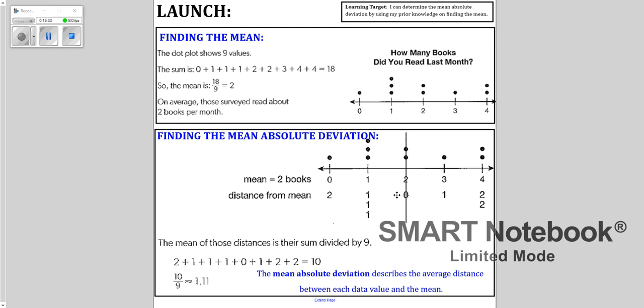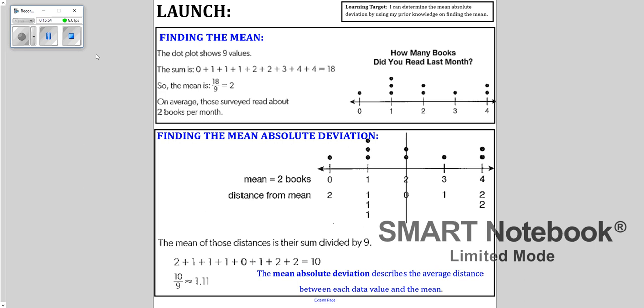Once you get those numbers, you add them all up and divide by 9, the same number of dots that there are. And the mean absolute deviation is 1.1 repeating. The mean absolute deviation describes the average distance between each data value and the mean.